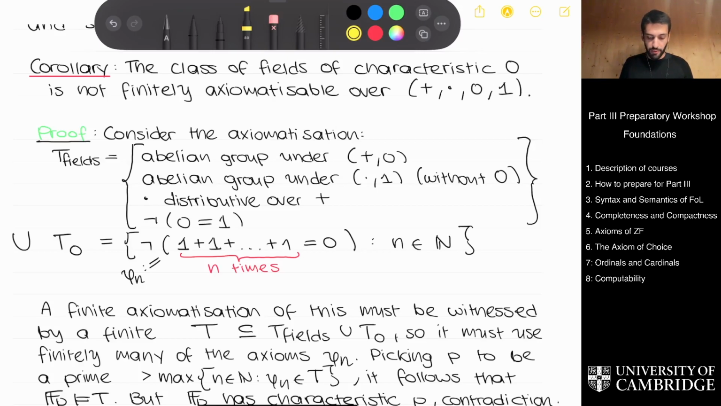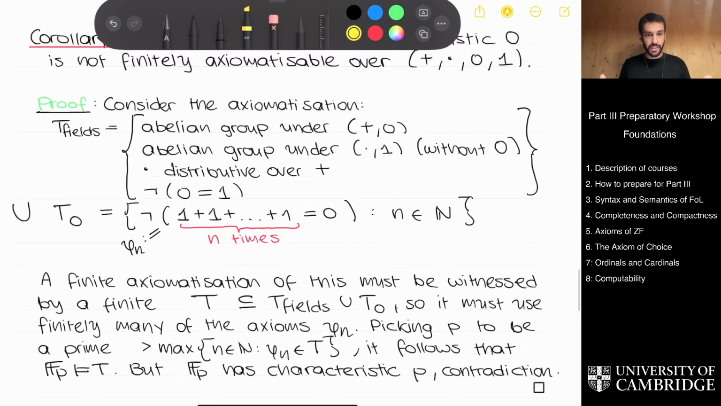Recall, why does this capture fields of characteristic 0? Well, if you don't have characteristic 0, then it must be p for some prime. Therefore, it follows that one of these sentences is true of our field, but our theory forces that none of these is true. And therefore, any field that models this set of sentences cannot have a non-zero characteristic, so it has characteristic 0.